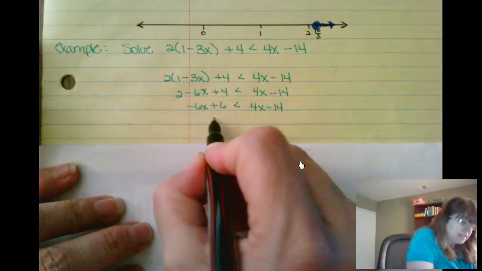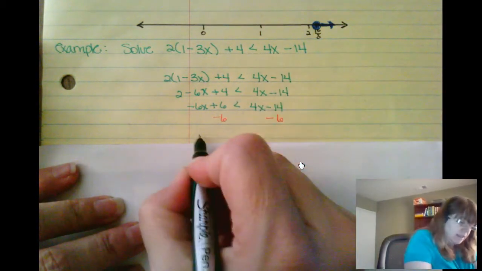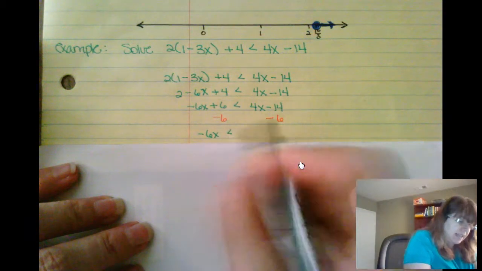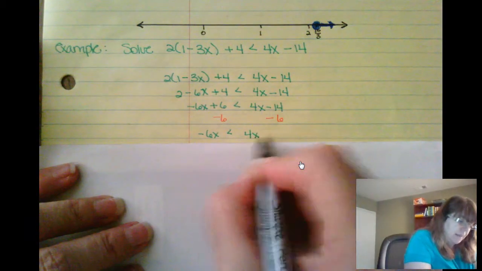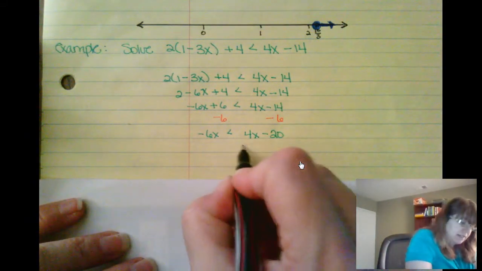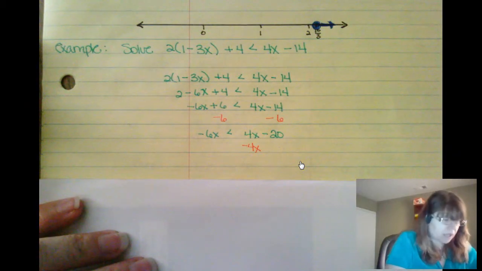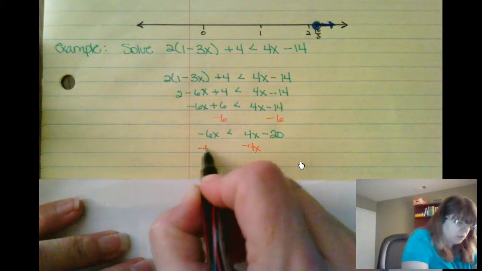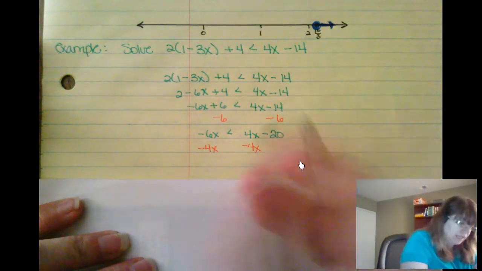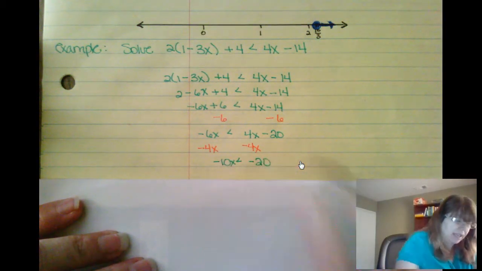I'm going to subtract 6 on the left, subtract 6 on the right. Negative 6x is less than 4x minus 20. Now I'm going to subtract 4x. When I deal again with adding and subtracting across the inequality, I don't touch the inequality sign. I'm just going to subtract 4x, giving me negative 10x is less than negative 20.